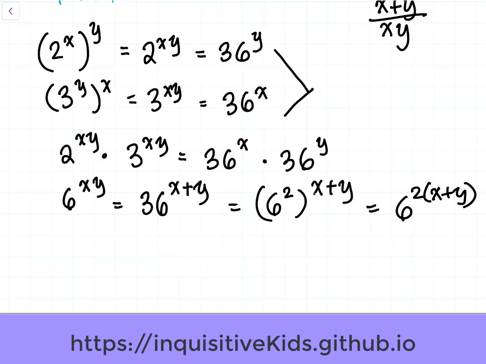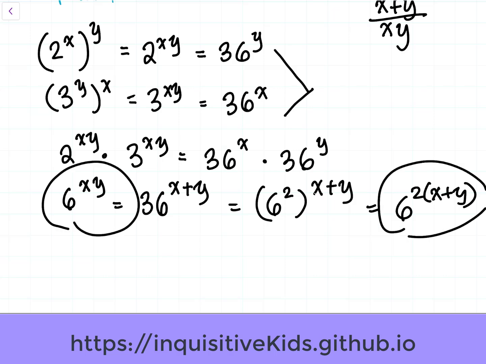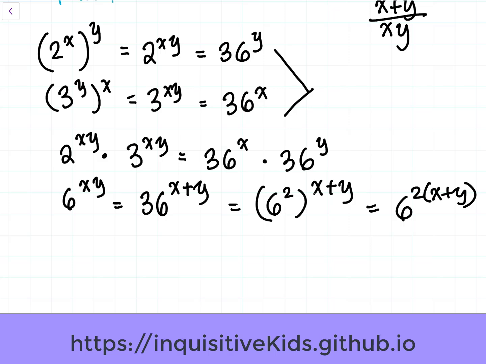Now let's take a look at the two ends of this equation right here. 6 to the xy power is equal to 6 to the 2 times x plus y power. Because the base numbers are the same, we know that the exponents must have the same value. So let's take a look here. xy is equal to 2 times x plus y.